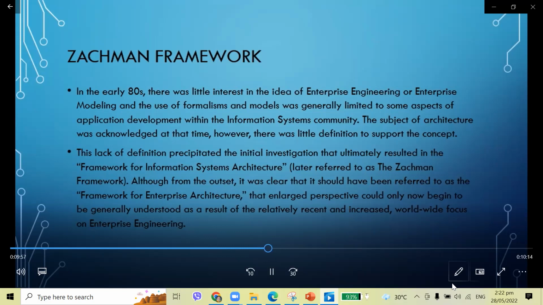Although from the outset it was clear that it should have been referred to as the framework for enterprise architecture, that enlarged perspective could only now begin to be generally understood as a result of the relatively recent and increased worldwide focus on enterprise engineering.